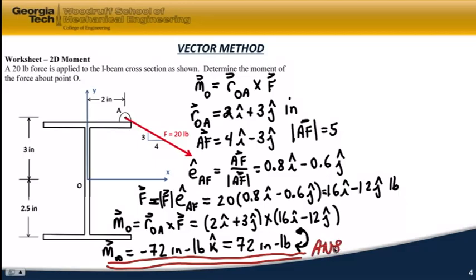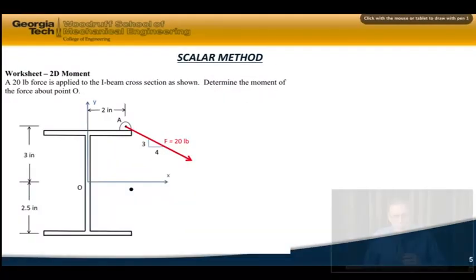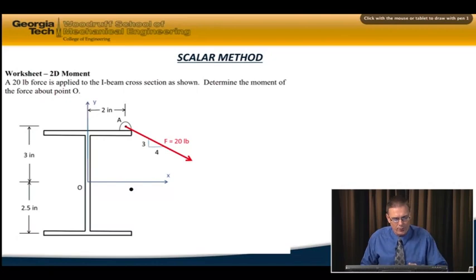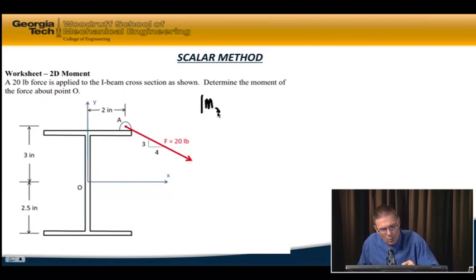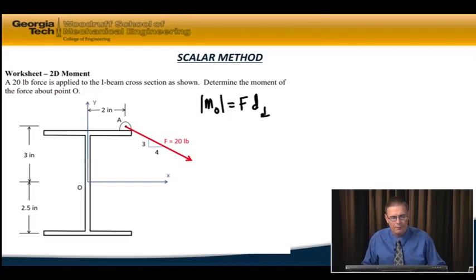Okay, so that's the vector method. Okay, let's redo this problem using the scalar method. And we saw that by definition, the magnitude of the moment about point O is equal to the magnitude of the force F times the perpendicular distance to the force F. And so you'll see here that the line of action of this force, to find the perpendicular distance to that line of action would be geometrically difficult.